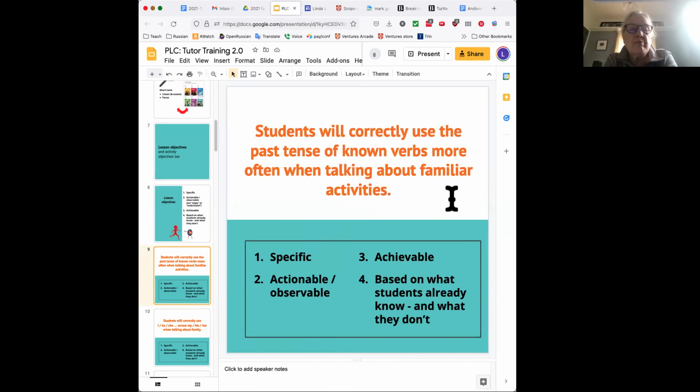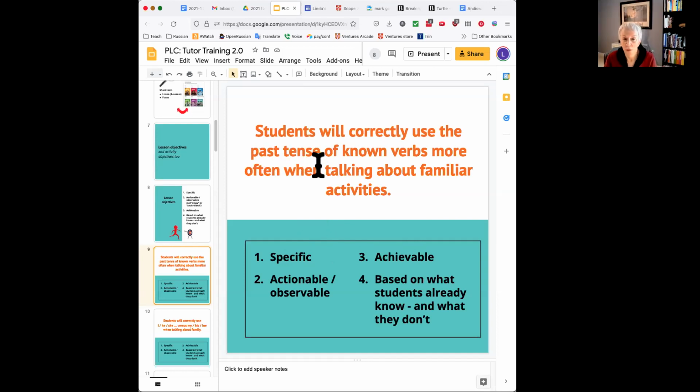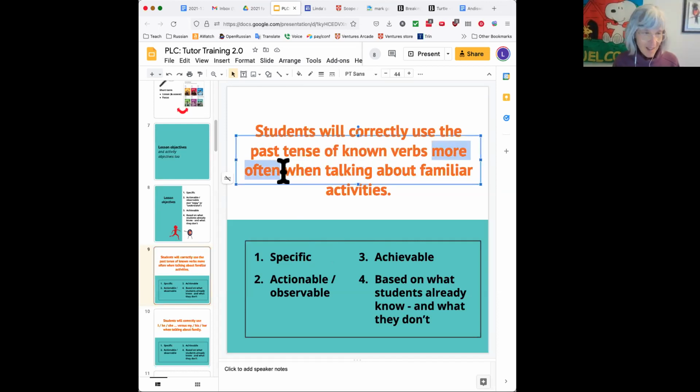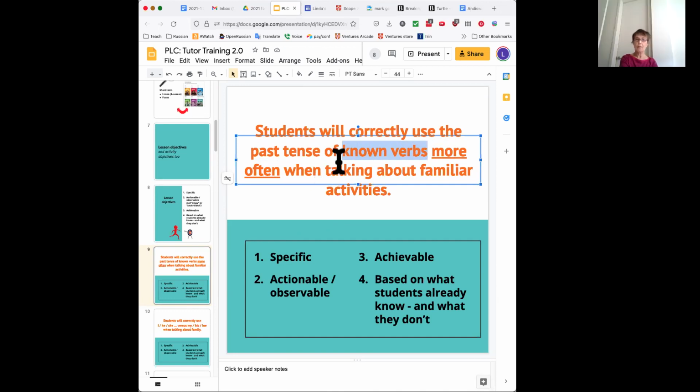Students will correctly use the past tense of known verbs more often when talking about familiar activities. Is that fairly specific? "More often" is vague. But "past tense of known verbs" adds specificity, and "talking about familiar activities" adds specificity also.